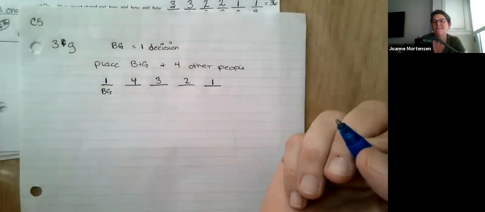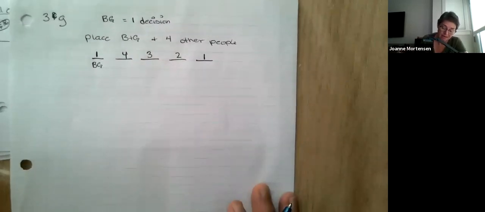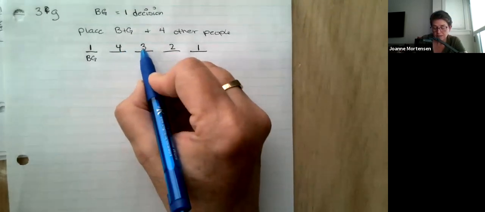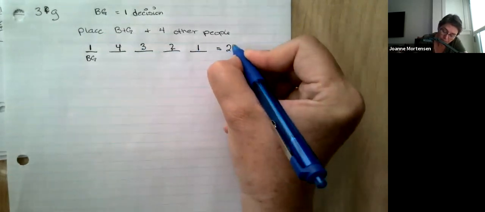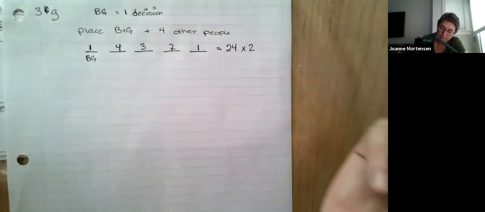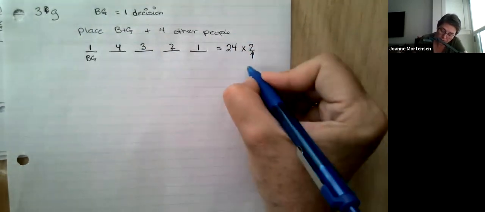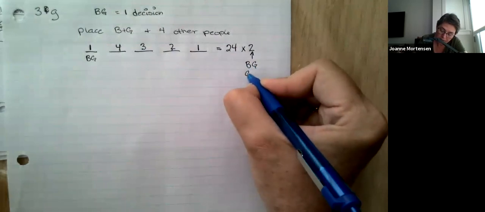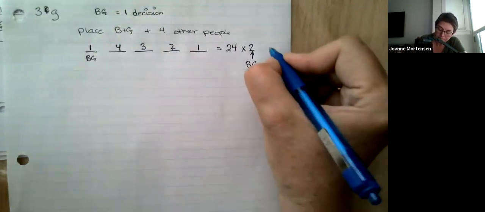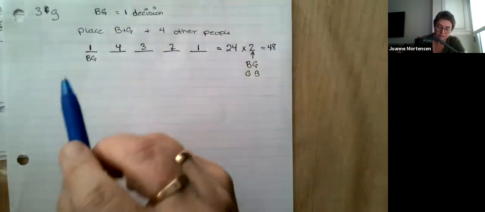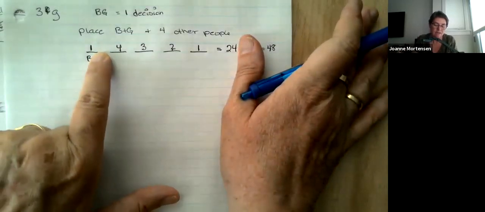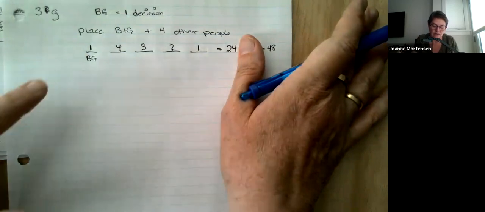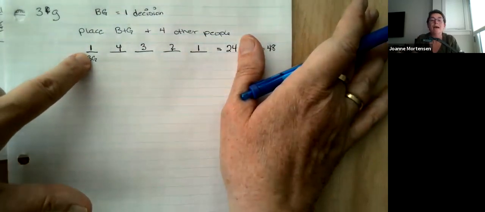May change my mind on this one after. But that's how my head sees it. Let's just figure this out. So that's 4 times 3 is 12 times 2 is 24. And then I'm going to multiply that by 2 because it could be Beth and Gloria, or it could be Gloria and Beth. So there's going to be 24 arrangements where Beth is first and then Gloria. And there's going to be 24 arrangements where Gloria is first and then Beth.